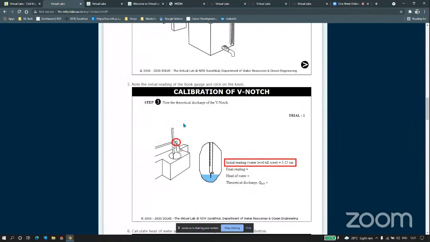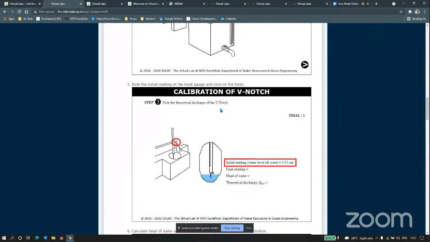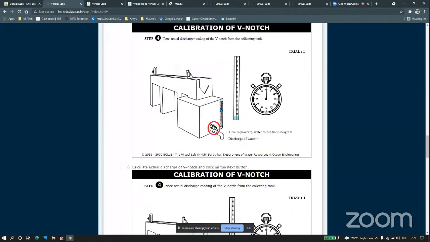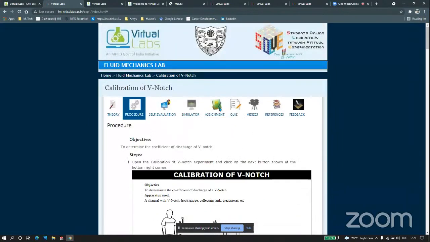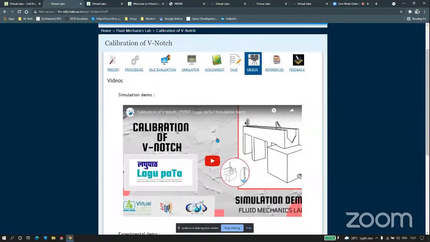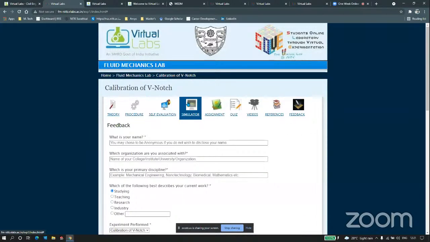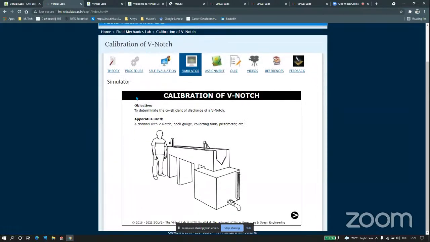Before going to the simulation, it is a good practice to go through the procedure. And there are a few self-evaluation questions for the student before he starts the simulation. Again, there are assignment, quiz, videos, and a video where a detailed explanation of the simulation is given, reference and feedback. In the simulator, this is the interface of the simulator.